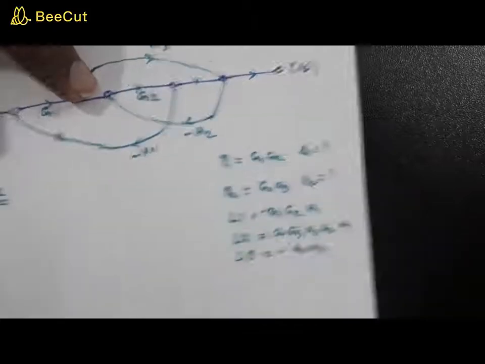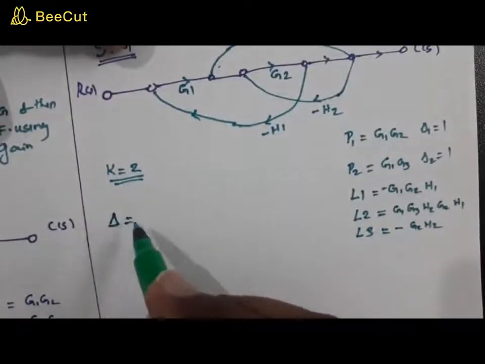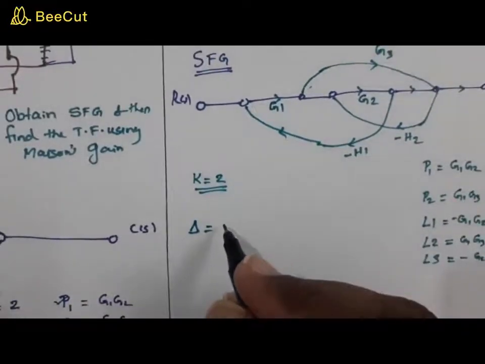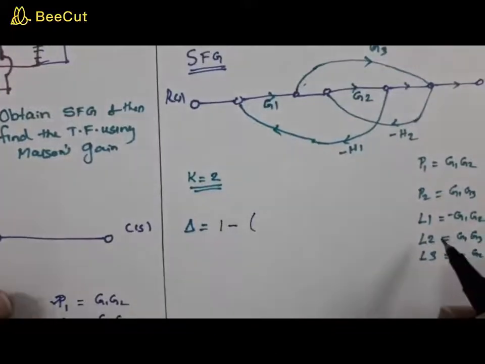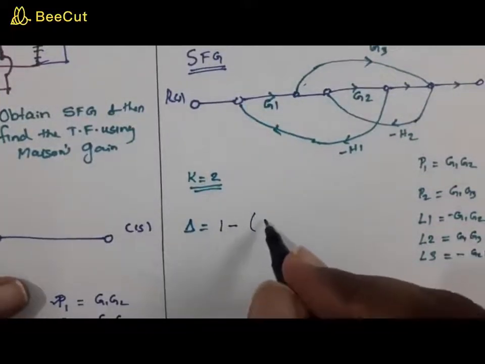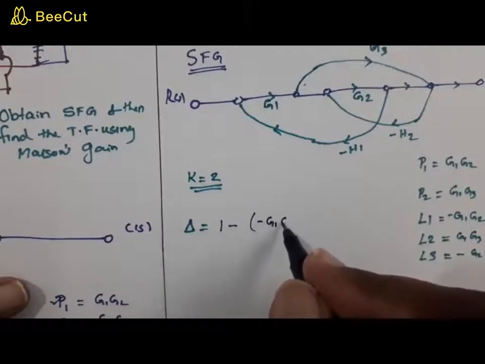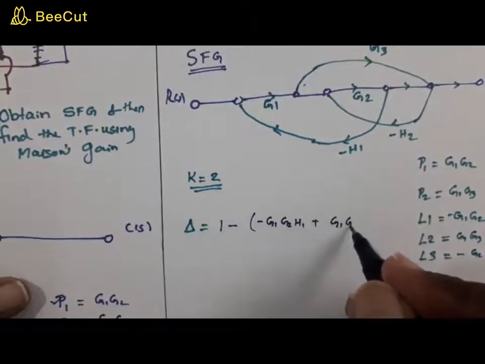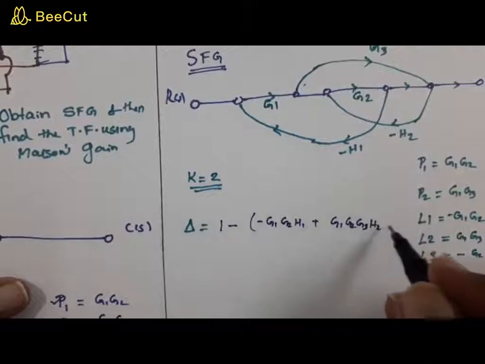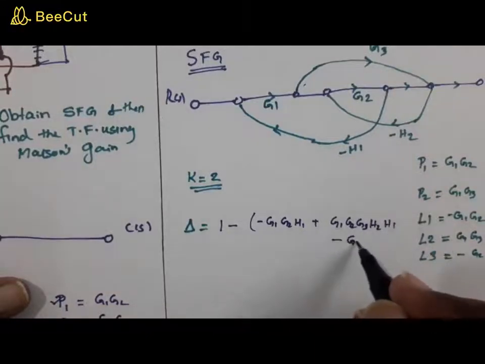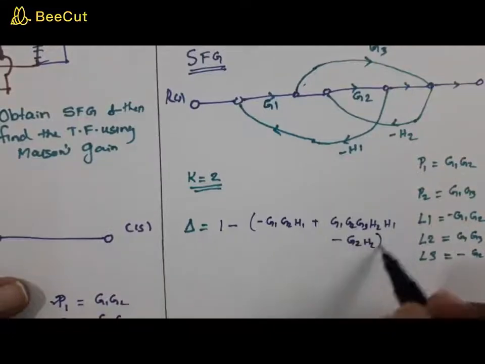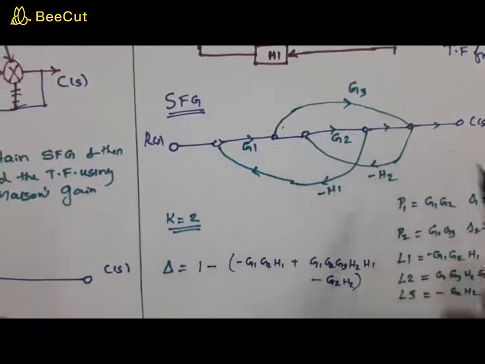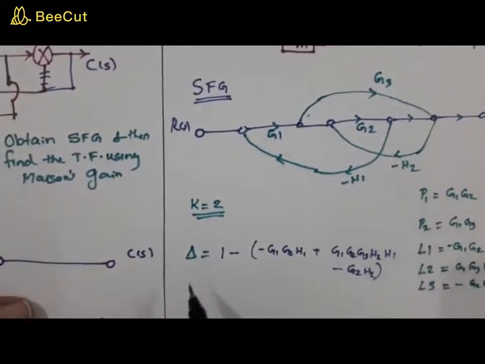That means delta 1 and delta 2 is equal to 1. Now what about delta? Delta is 1 minus the sum of the individual loops. So this will be 1 minus G1 G2 H1 plus G1 G2 G3 H2 H1 minus G2 H2. And from the figure itself, it is very clear that none of the loops are non-touching loops. So the rest of the terms become equal to 0.